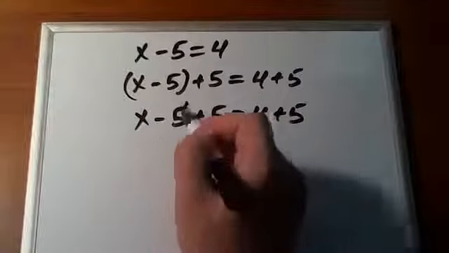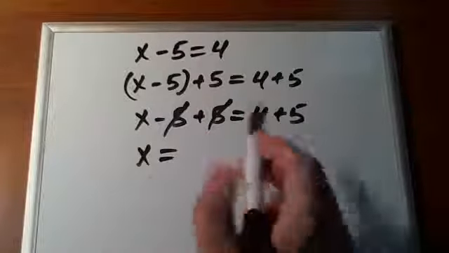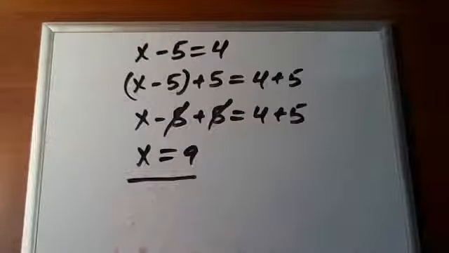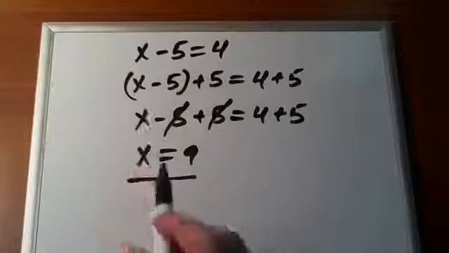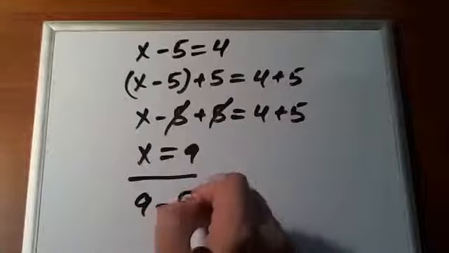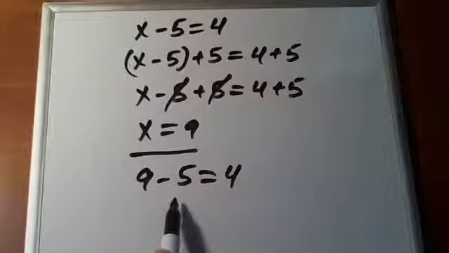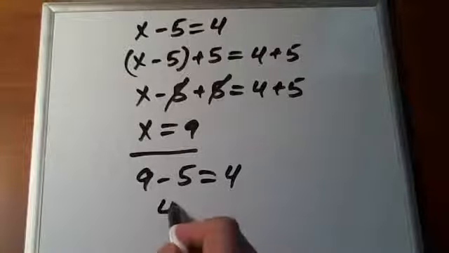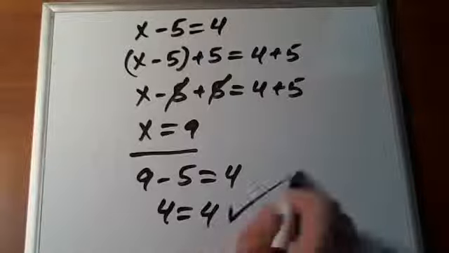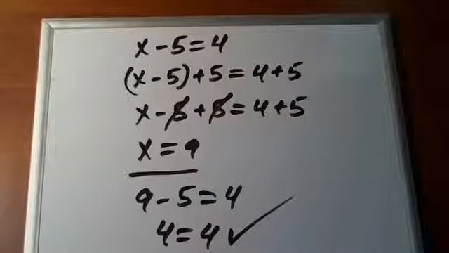Minus 5 and 5 go away. We have x left. 4 plus 5 is 9. So x is equal to 9. 9 is our solution. We can plug 9 into the equation and see. 9 minus 5 has to equal 4. Well, 9 minus 5 is 4, so we have 4 is equal to 4. So x is equal to 9 is indeed our solution.